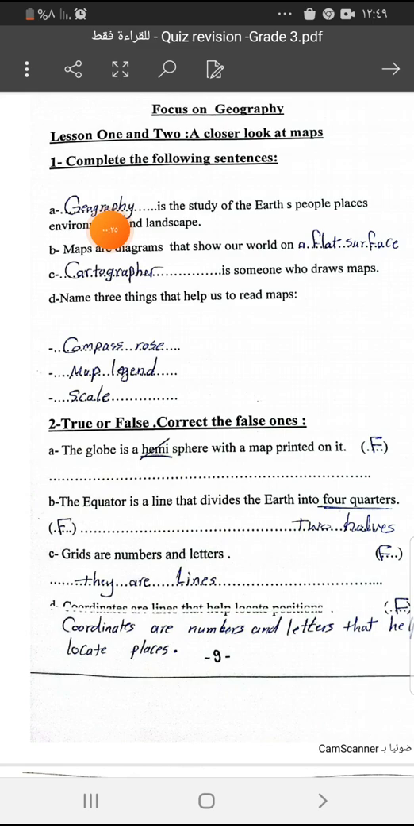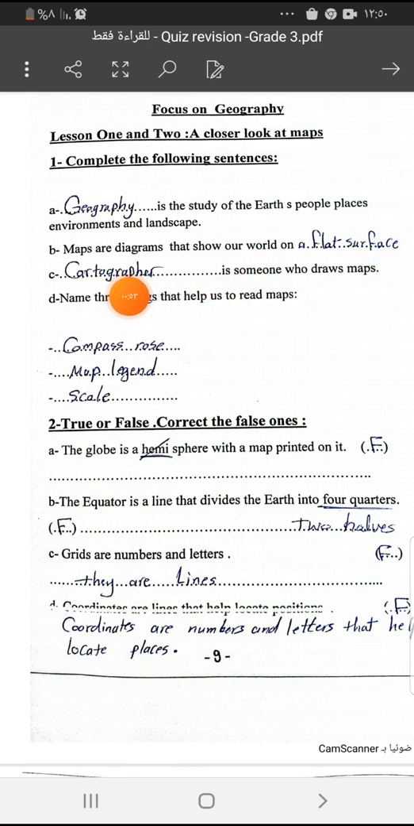First of all, geography. This is "complete the following sentence using words of your own," but the questions in the quiz will be only true or false and multiple choice. The same content, but in a different way. A. Of course, you know that geography is the study of the Earth's people, places, environments, and landscape. B. Maps are diagrams that show our world on a flat surface. This is the meaning of map.